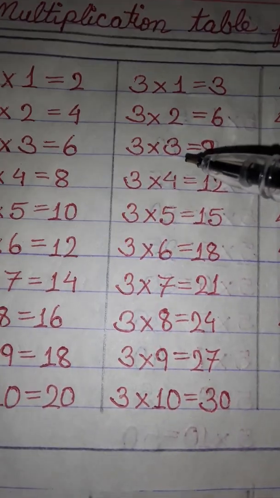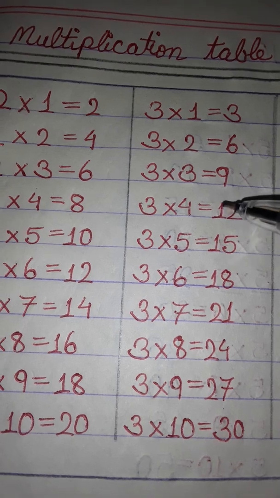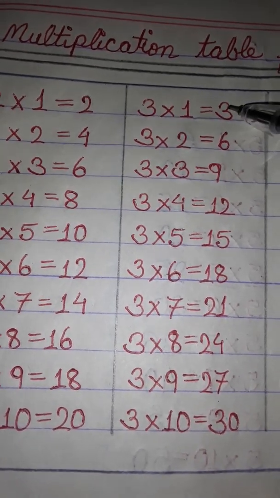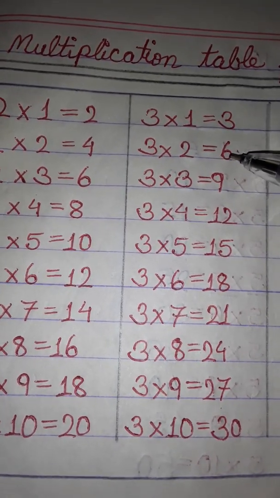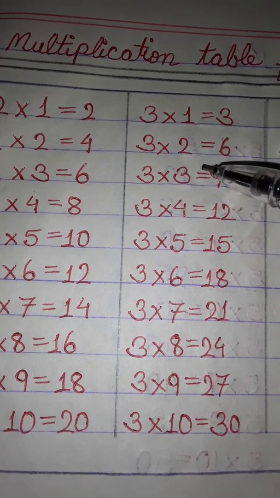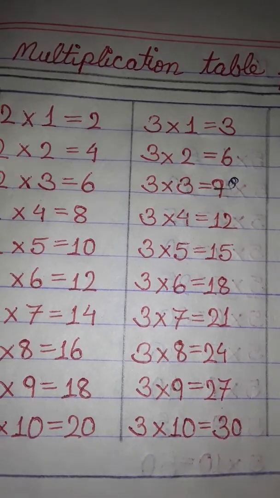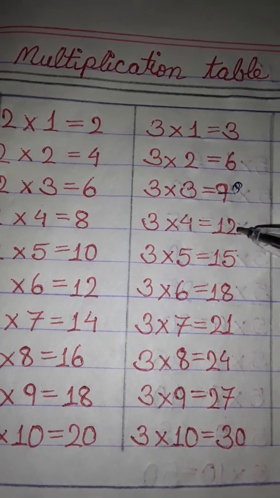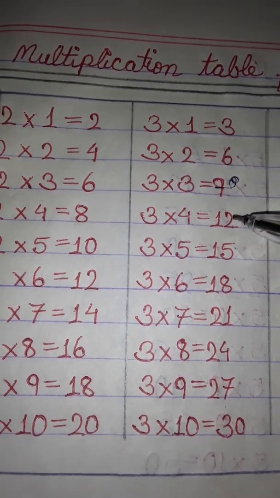Now the next one is 3 into 4 is equal to 12. But to get the answer of 12, you have to just add 9 plus 3, not 9 plus 6, because you can add 6 plus 3 only to get the number for this third layer. But for the answer of 3 into 4, you have to just add 9 plus 3. The answer will be 12.